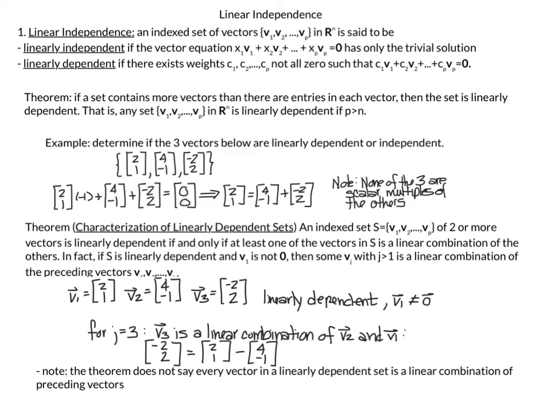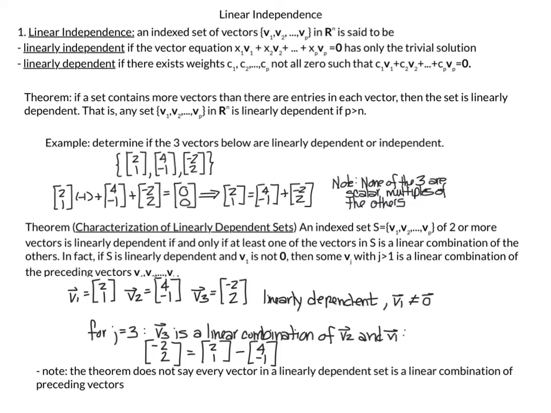If S is linearly dependent and V1 is not equal to 0, then some Vj with j greater than 1 is a linear combination of the preceding vectors V1, V2 up to Vn. So here I can write V3 as a linear combination of these other two vectors, 2, 1 minus 4, minus 1 will give me V3. So V3 is a linear combination of the preceding vectors.